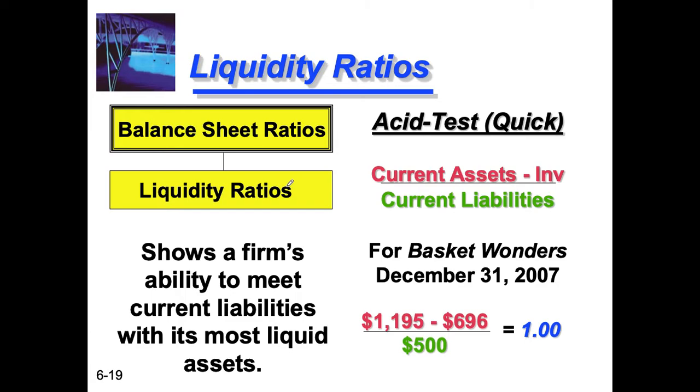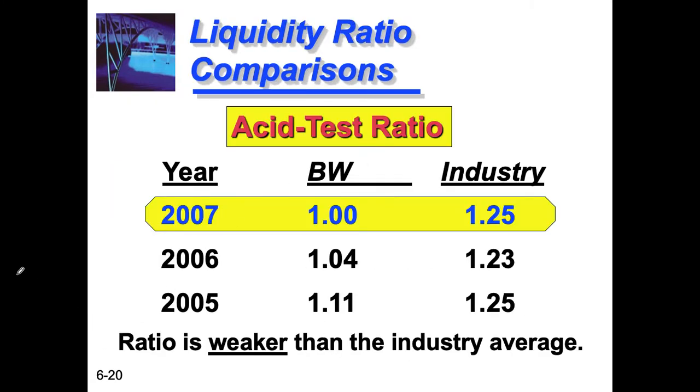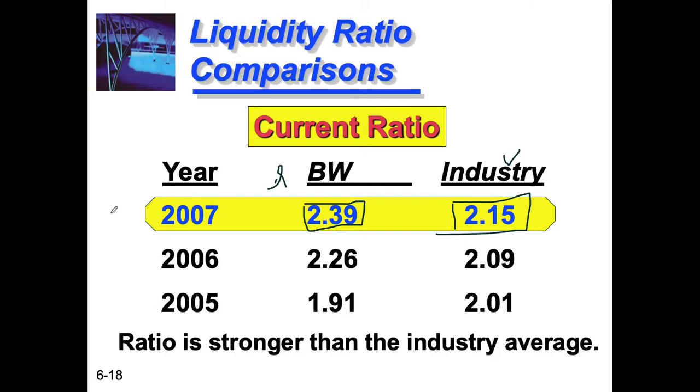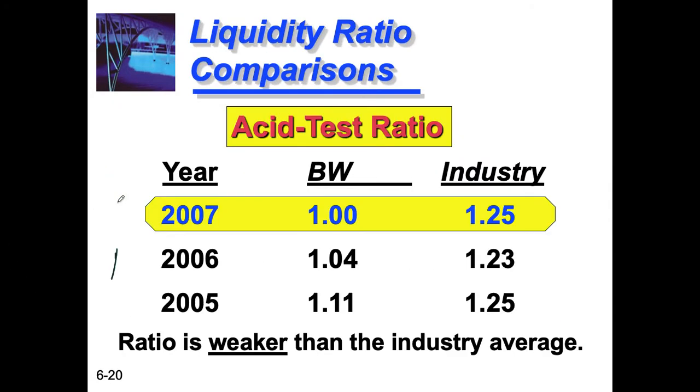Now we move to the liquidity ratio, the asset test ratio. It shows a firm's ability to meet current liabilities with its most liquid assets. This is the formula: current assets minus inventory per current liabilities. This is almost the same, the same example like this. So for this one, BW's asset test ratio is lower than the industry average, so the ratio is weaker.